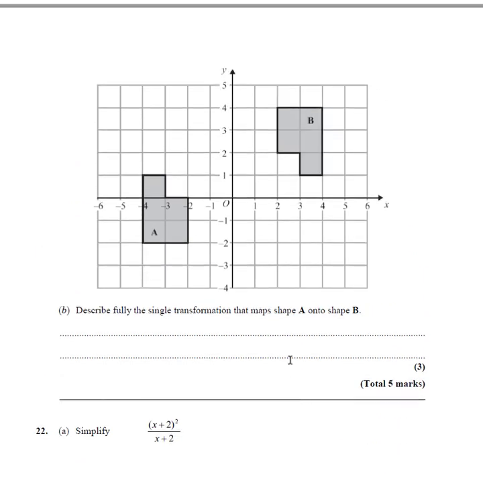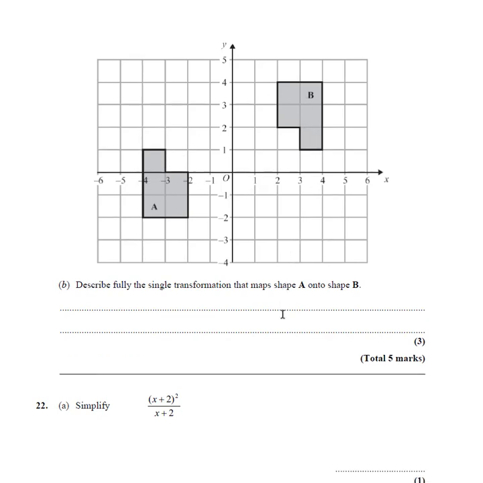What you mustn't do is do several transformations. It says describe fully the single transformation that maps A onto shape B. So some people say, well, I'm going to rotate it by this amount and then I'm going to slide it, or I'm going to reflect it by this amount and then I'm going to translate it. No, those are two transformations. One single transformation turns this onto this, and you've got to figure out what that is.